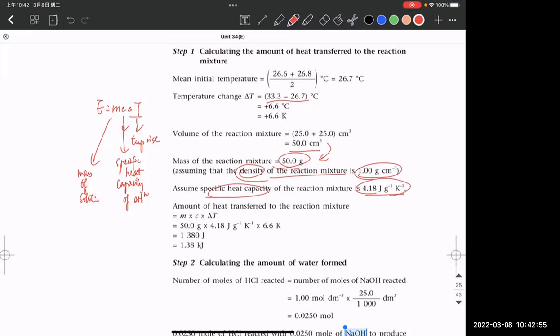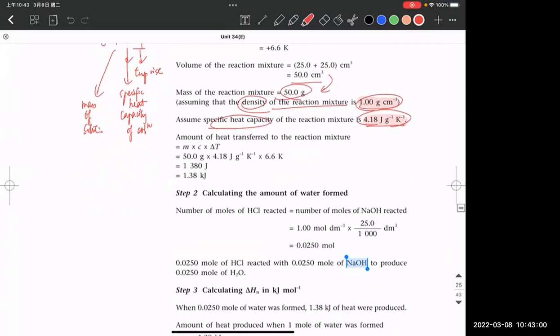So that's why during the whole calculations, you may soon realize that these two data are just based on assumption, right? The mass of solution, the density of solution, and the specific heat capacity of solution being equal to that of water. Can you see that?